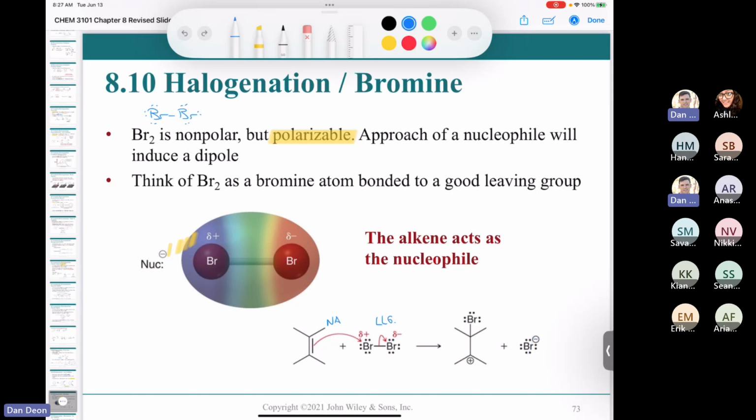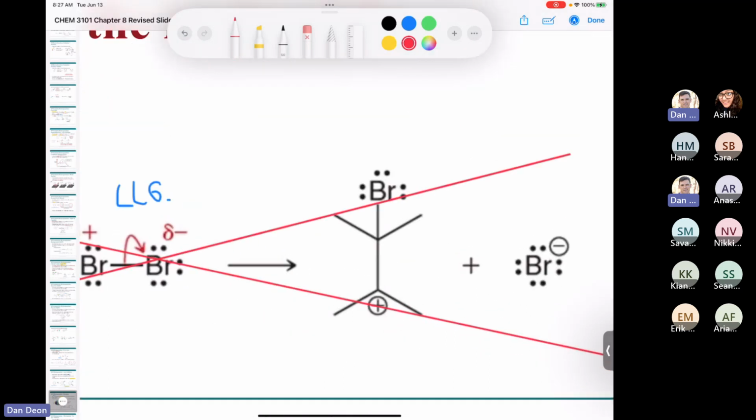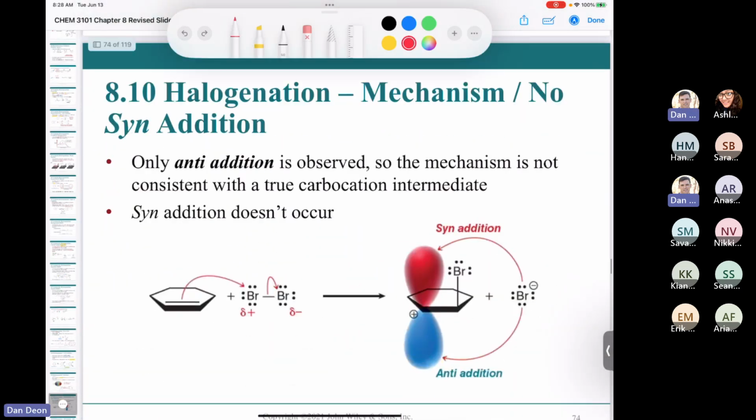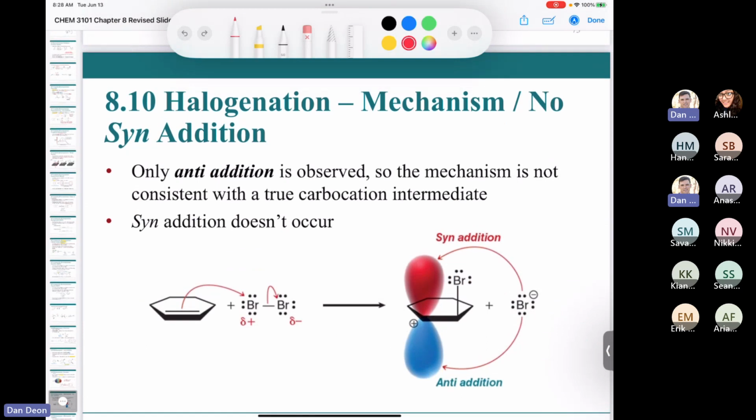But the problem with this mechanism, and again, I'm not a fan of putting mechanisms that are wrong, so let's just put a big X through it. There we go. That is an incorrect mechanism. And the reason why is this: you can't form a carbocation. Because if you formed a carbocation, that would mean that this bromide could attack from either face. It could attack from the front, or it could attack from the back. And so you would get a mixture of syn and anti-addition. But we only get anti-addition. And so this mechanism is incorrect. The correct mechanism would never happen this way.